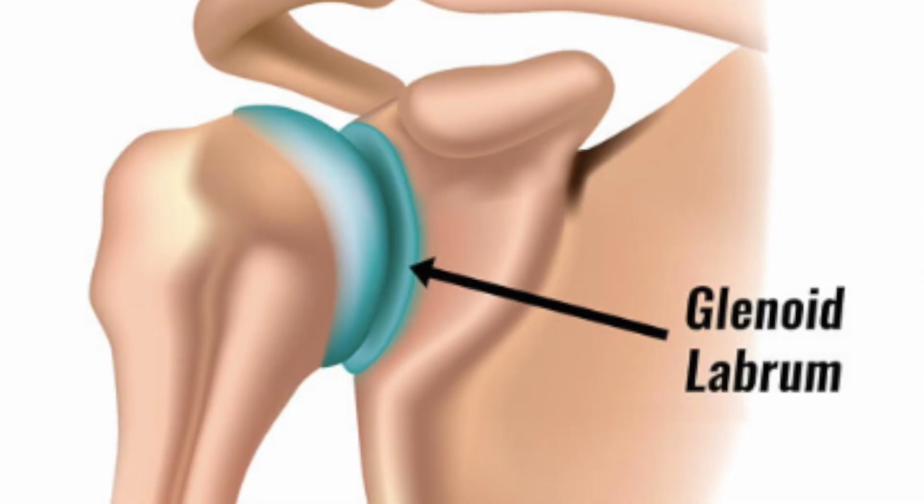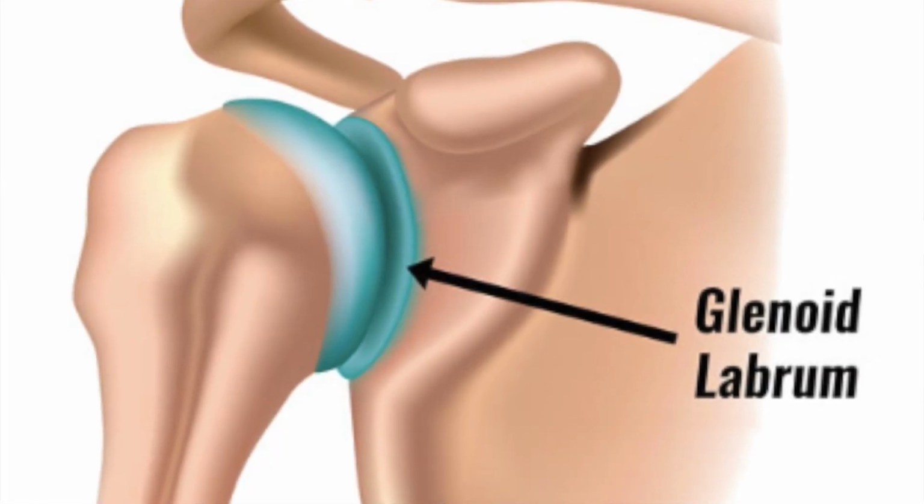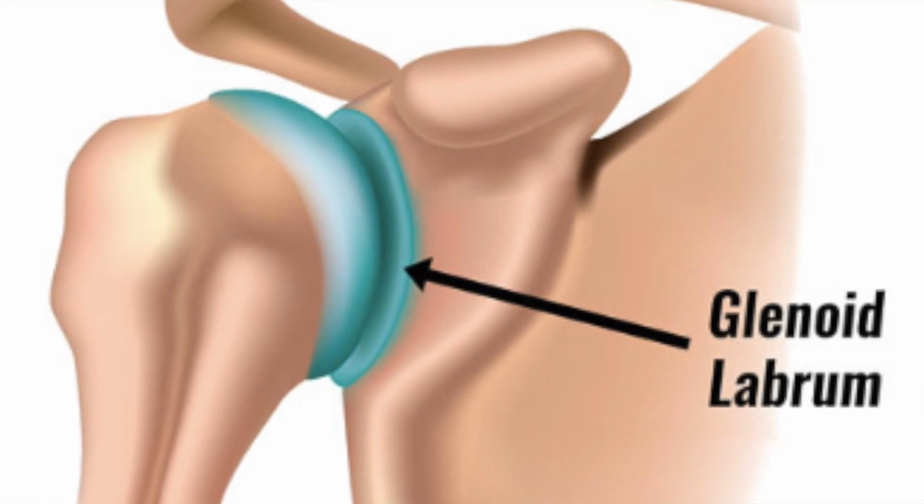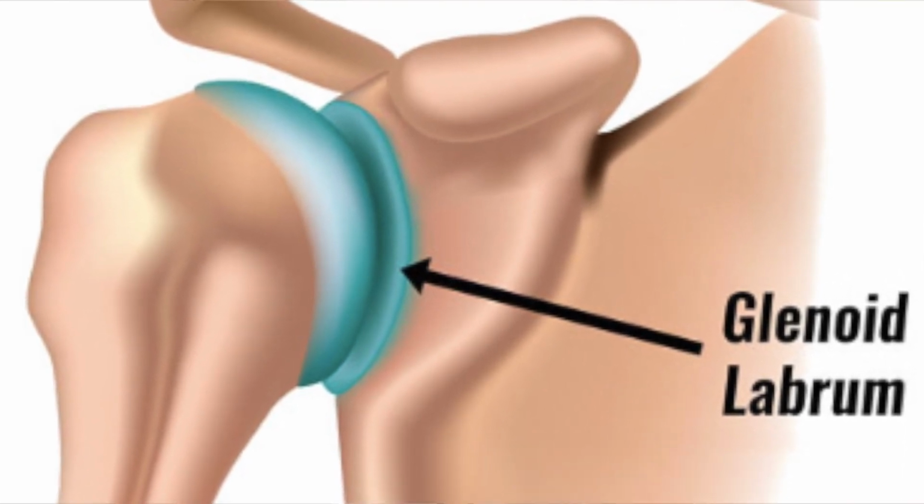And in addition, you have a labrum, and the labrum surrounds the socket and allows there to be more surface area in contact with the socket by the ball to help with the stability.